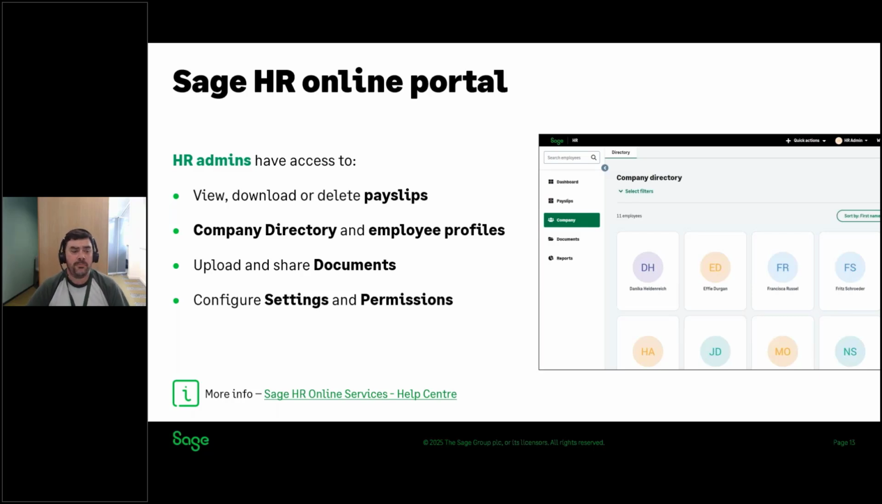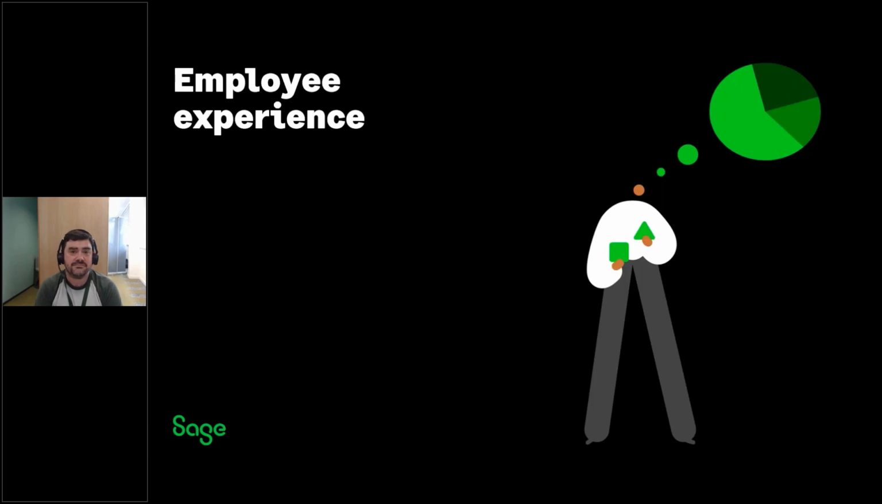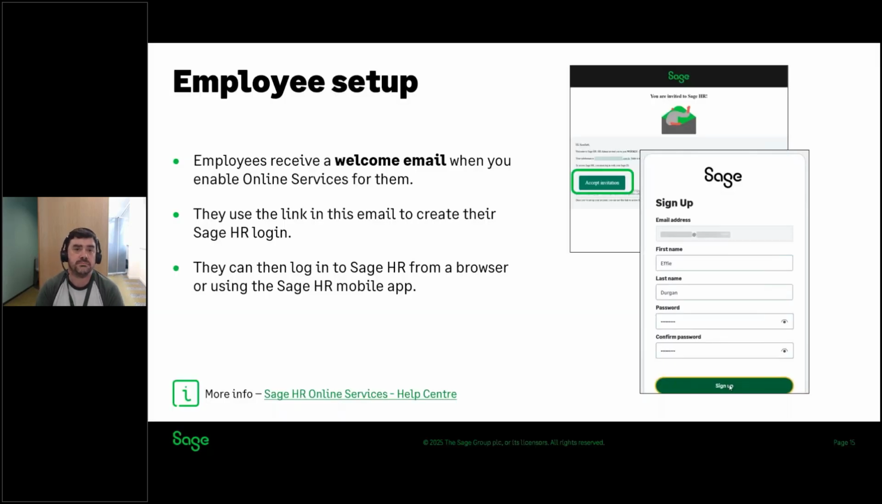Now, moving on from the employer, I'd now like to take a closer look at the employee journey or the employee experience from the point that you set them up for online payslips. As you know, you can set them up either from the Manage Employees option or from the Individual Employee Record on the Online Services tab.